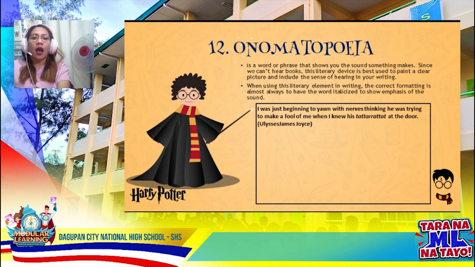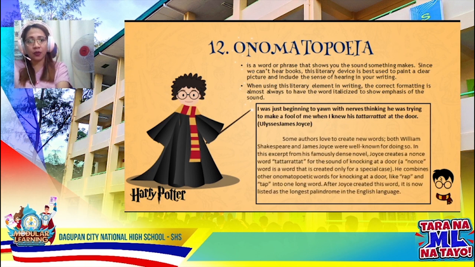Example: I was just beginning to yawn when the nerves, thinking he was trying to make a fool of me, when I knew his tataratat at the door. So the onomatopoeia used here is the word tataratat. Okay, some authors love to create new words. Both William Shakespeare and James Joyce were well known for doing so. In this excerpt from his famous dense novel, Joyce created a nonce word, tataratat, for the sound of knocking at a door. A nonce word is a word that is created only for special cases. So he combines other onomatopoeic words for knocking at a door, like rap and tap, into one long word.